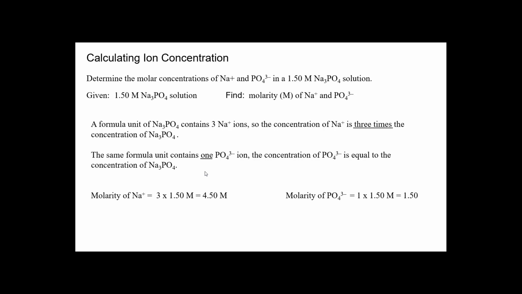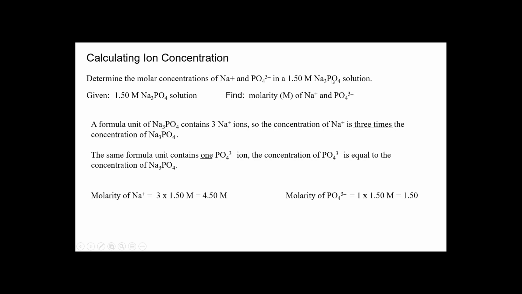So what we notice here, if we look at the intact compound, there are 3 sodium ions for every 1 phosphate. So in that case, the ion concentration of sodium is going to be 3 times the concentration of the phosphate. So, let's just jump down here. The molarity of the sodium ion is 3 times 1.50 molar. So the sodium concentration is actually 4.5 molar.